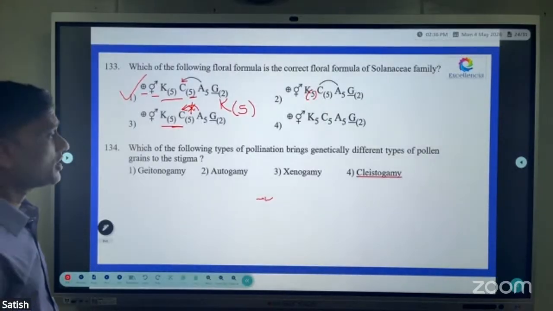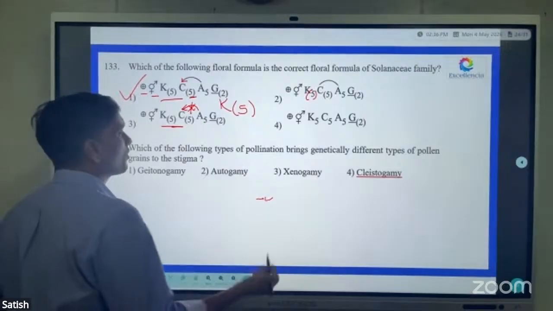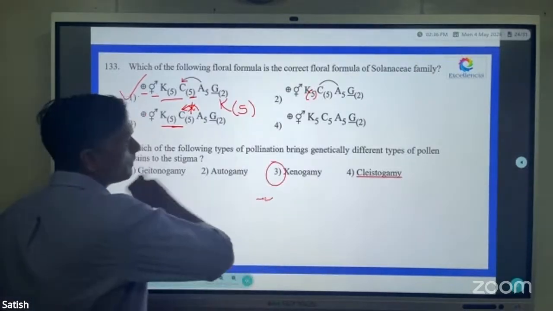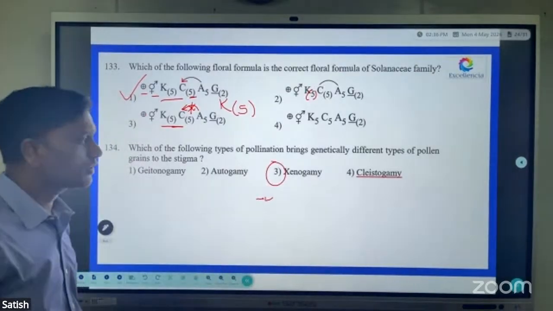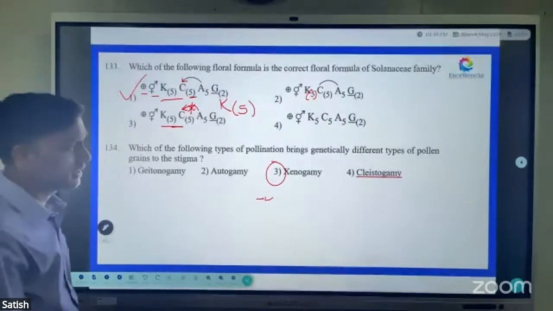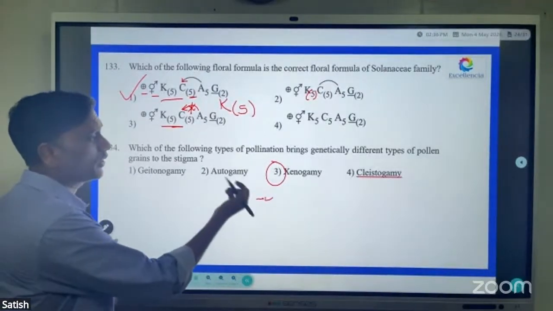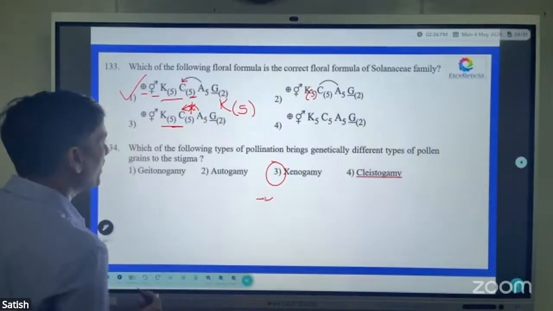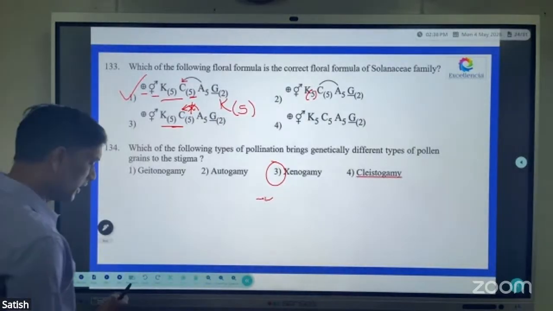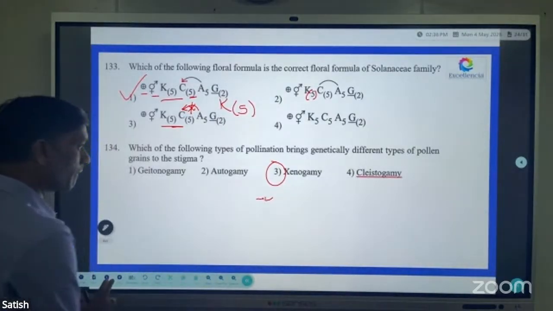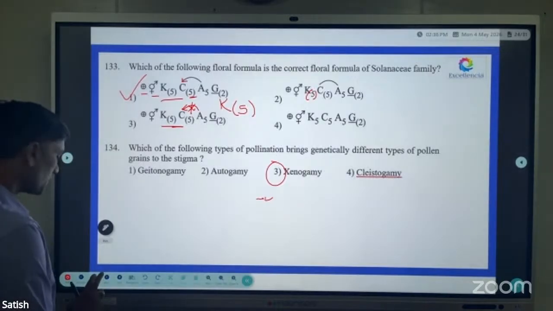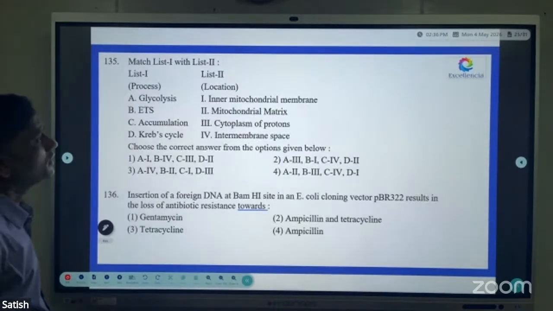So cross pollination in another way we can also call it as xenogamy. So xenogamy, autogamy, geitonogamy. Third one is xenogamy. It is purely it can be considered as cross pollination. So answer for 134 is third option is the right answer. Option number 3.